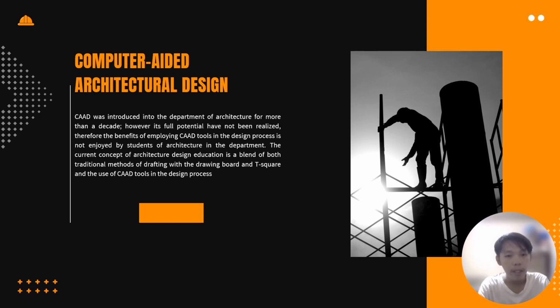Computer-aided architectural design, also known as CAD, was introduced into the Department of Architecture for more than a decade. However, its full potential has not been realized. Therefore, the benefits of employing CAD tools in the design process are not enjoyed by the students of architecture in the department. The current concept of architecture design education is a blend of both traditional methods of drafting with the drawing board and T-square and the use of CAD in the design process.